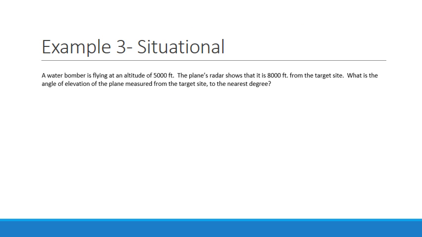Our third example, situational. So it doesn't have a picture, we'll have to draw it ourselves. A water bomber is flying at an altitude of 5,000 feet. The plane's radar shows that it is 8,000 feet from the target site. What is the angle of elevation of the plane measured from the target site to the nearest degree?